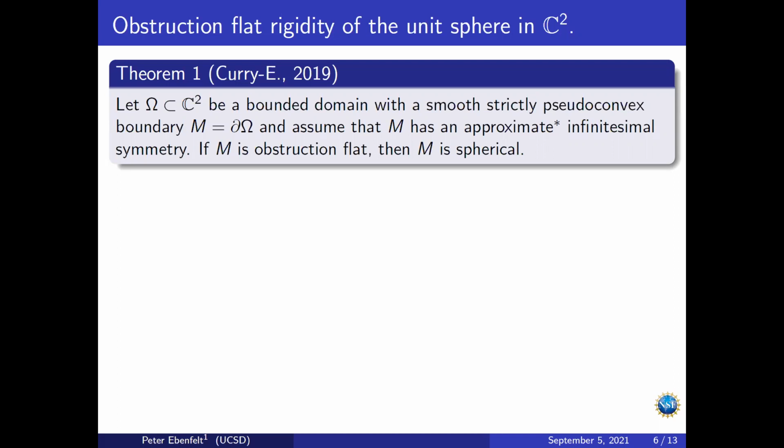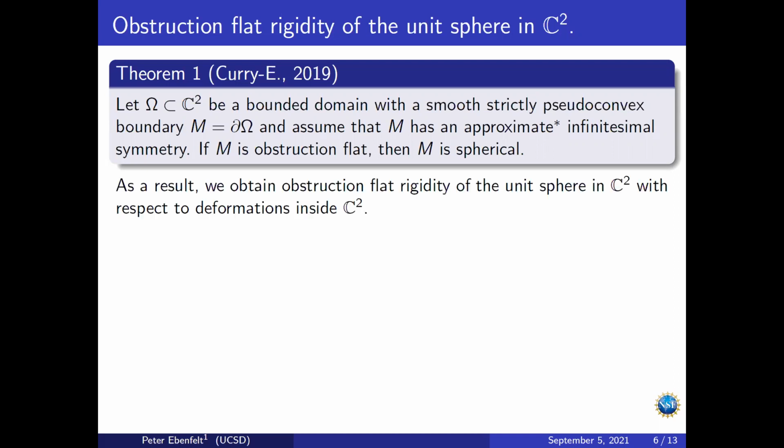Oh, I'm sorry. If it's obstruction flat, then M is spherical. I forgot the punchline. So the answer to Q here is no under this additional assumption. So if you go back now to the case of the unit sphere, then as I mentioned, if you deform the sphere a little bit inside C2, you still have an approximate infinitesimal symmetry, and you get so-called rigidity. That means that if you deform something a little bit, then you don't have this property anymore.